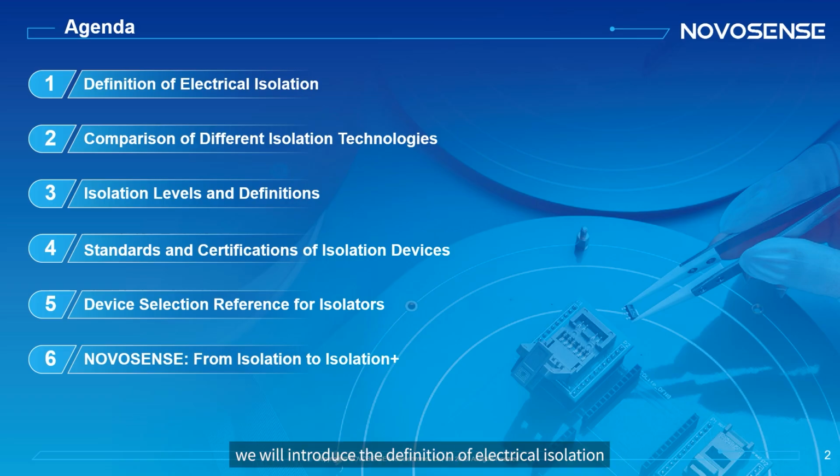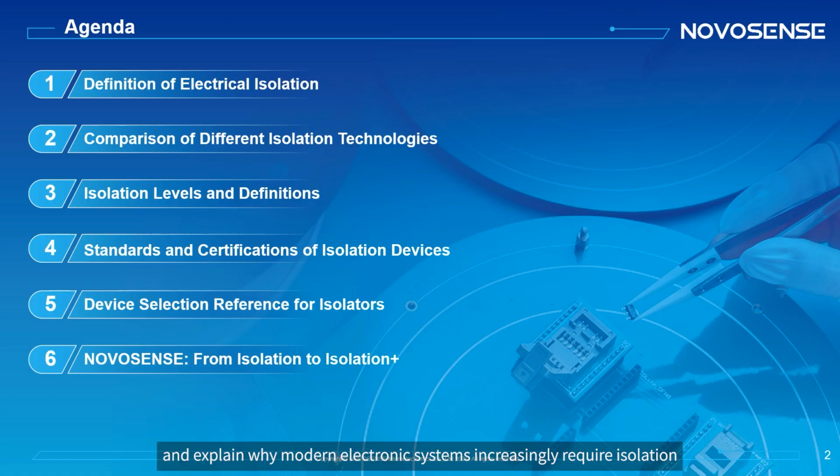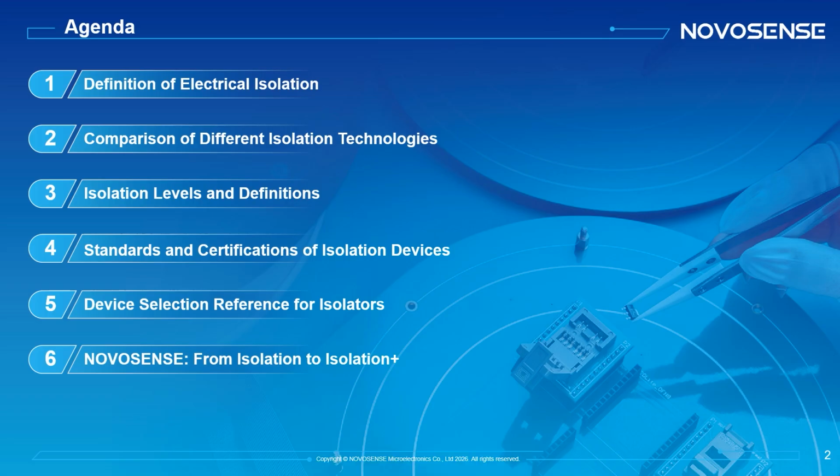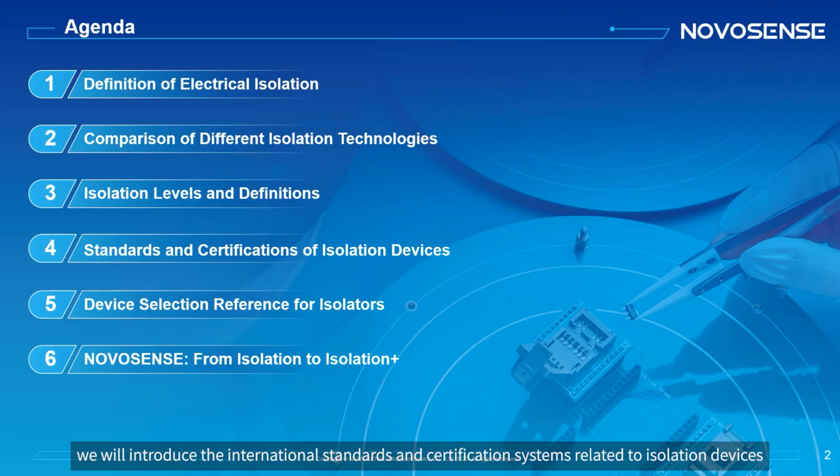First, we will introduce the definition of electrical isolation and explain why modern electronic systems increasingly require isolation. Second, we will compare the major isolation technologies used today, including capacitive isolation, optocouplers, and magnetic isolation. Third, we will explain different isolation levels, including functional isolation, basic isolation, dual isolation, and reinforced isolation. Fourth, we will introduce the international standards and certification systems related to isolation devices.